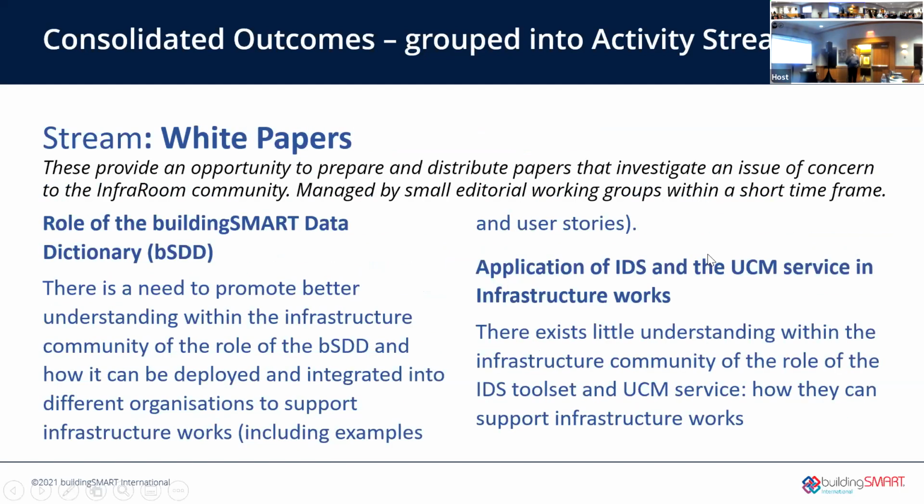We now come to the white papers. There are several white papers proposed, I think 9 or 10, and so again they've been grouped as we go through. But the first two on this list are the role of the Building Science Data Dictionary, using a white paper that explores that with reasonable depth to help people understand how to deploy the Building Science Data Dictionary in the context of their project. Next one was the application of IDS and UCM services on Building Smart, clarifying how they can be used within the community.